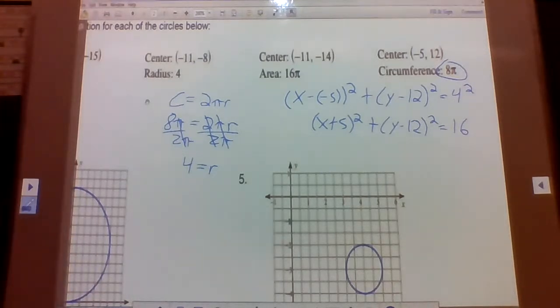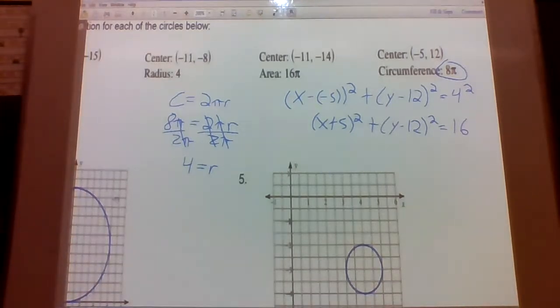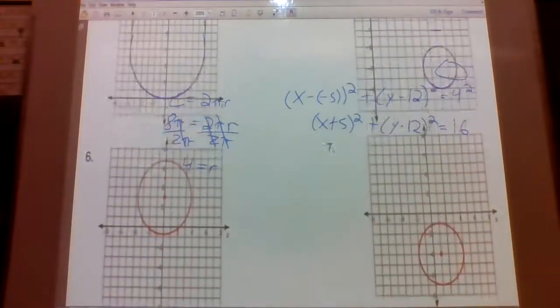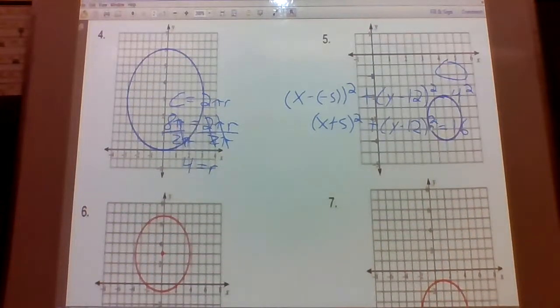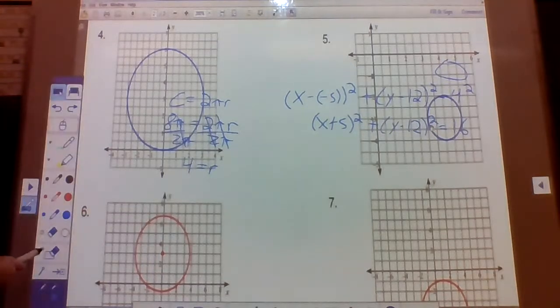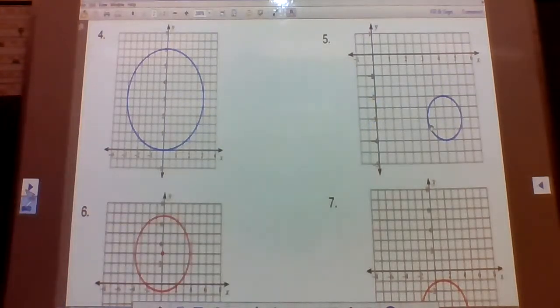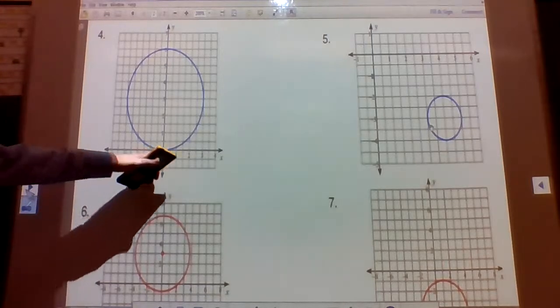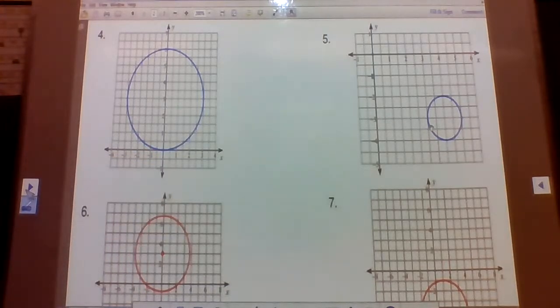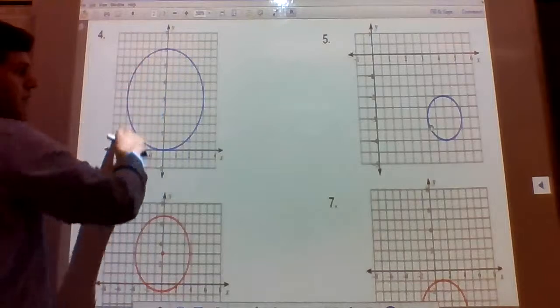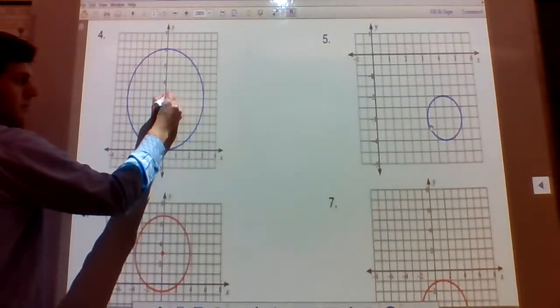Okay, 4, 5, 6, and 7. So we're doing the same thing we did for number 3, except this time we need to use the circle that's given to us to find the equation. So here we have a circle. The center of our circle is right here.